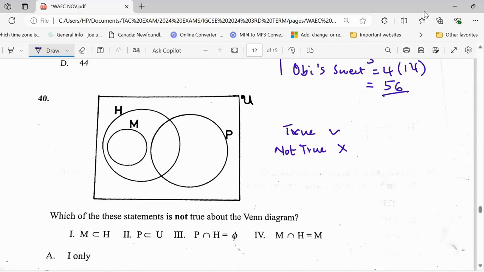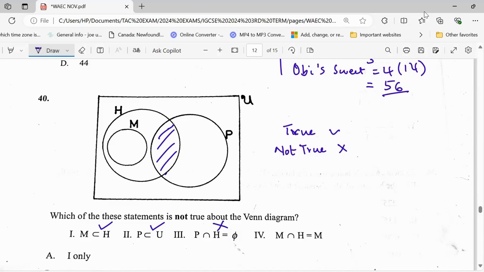Okay. Now they said M is a subset of H. Look at H. M is actually inside H. So H is the superset. It's bigger than M. True. So this is true. We are looking for the one that is not true. P is a subset of the universal set here, of course. Yes, look at P. It's inside this rectangle, which represents the universal set. This is true. Now, they say the intersection of P and H is empty. That is, there is no intersection between P and H. And it's not true because there is an intersection between P and H here. So this is not a true statement.